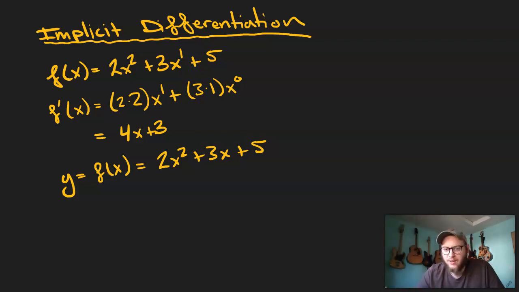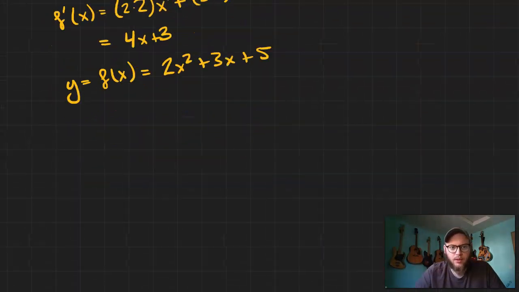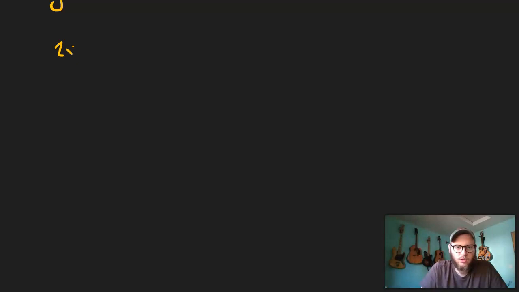So with implicit differentiation, we're able to differentiate functions where the output and the input are intimately intertwined. So let's take a look really quick. Let's look at another function. Let's say 2y plus 3x equals y squared.